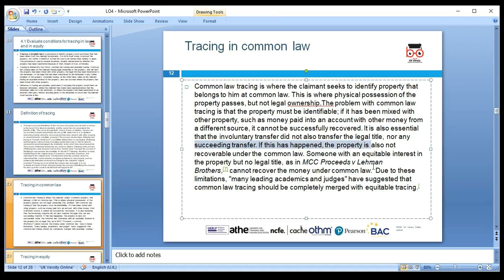So the property was transferred wrongly. This is one of the case laws: Foskett versus McKeown, where the money cannot be recovered under common law due to the limitation, and many leading academics and judges have suggested that common law tracing should be completely merged with equitable tracing.